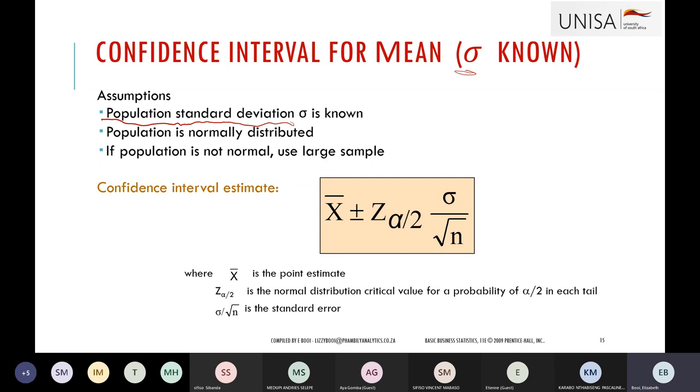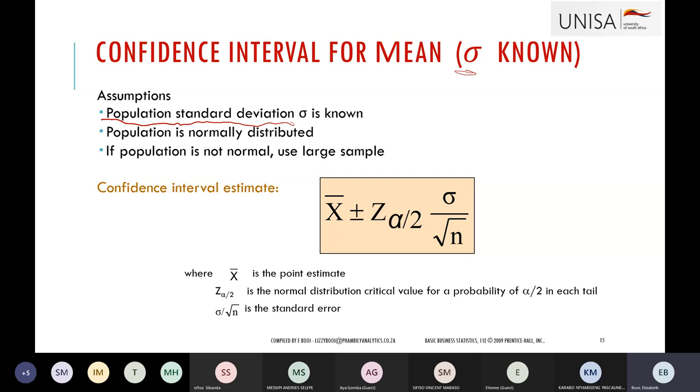The population needs to be normally distributed, and if the sample is not large enough, then we need to use a large sample. For the purpose of your module, you do not have to worry too much about those two assumptions, but you need to know them in case they ask you questions on confidence intervals. They can ask theoretical questions and calculations, so you need to know the assumptions as well.